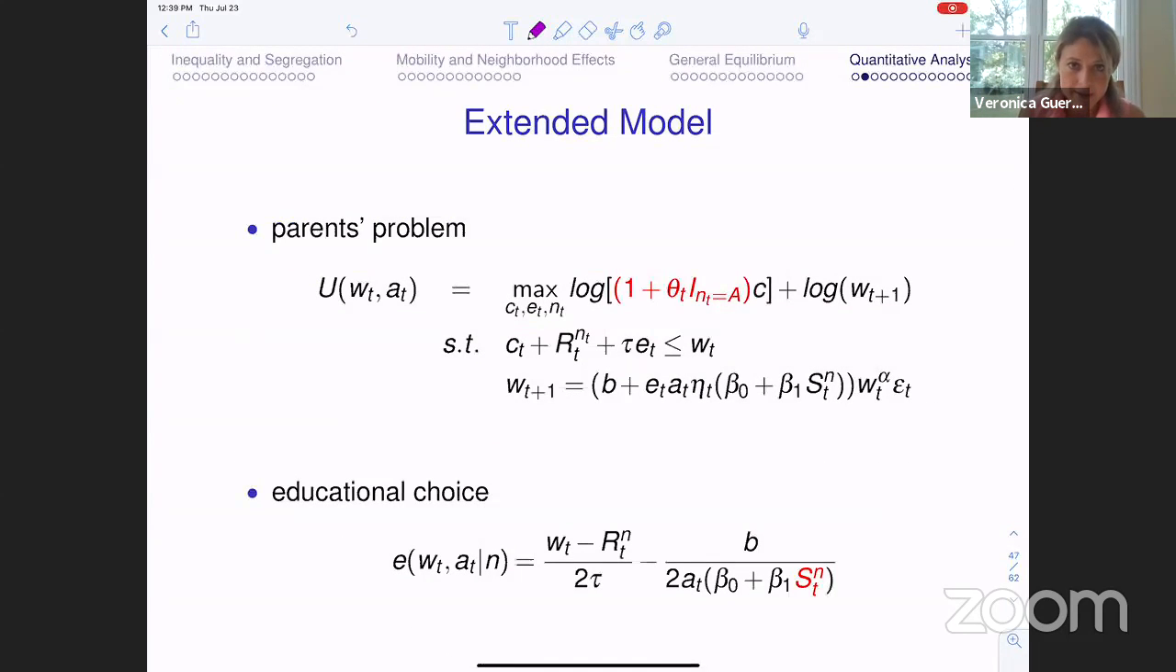So we do that. We introduce that people enjoy consumption more if they live in A with some probability theta. So this is the idiosyncratic preference shock. And then we have an endogenous educational choice that is continuous. And the important thing is that it's still increasing in S. The higher the spillover, the higher the level of education.